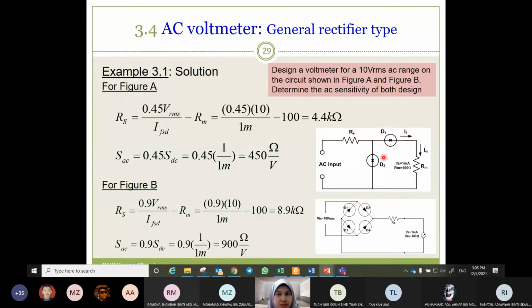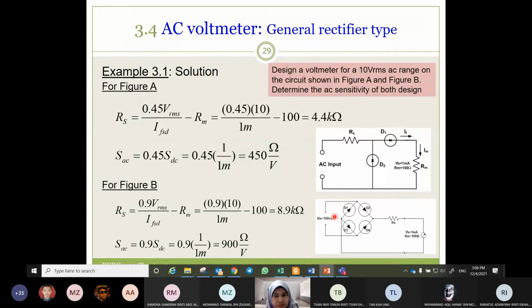Okay, for figure A, the half-wave rectifier circuit, RS is equal to, if you use this formula, just substitute Vrms is equal to 10 as stated in the equation, and you will get 4.4 kilo ohm. And then you should find the AC sensitivity as well. SAC is equal to 0.45 SDC, and we know that SDC is equal to 1 over the current, 1 over 1 milli. So we get 450 ohm per volt.